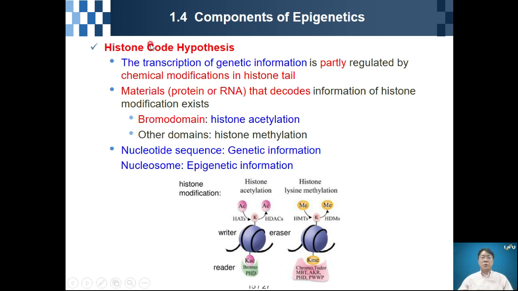So the histone code hypothesis, once again: the transcription of genetic information is partly regulated by chemical modification in the histone tail. Usually the bromodomain recognizes the histone acetylation and decodes the information. And there are also other domains. Some domains recognize methylation, and some recognize ubiquitination and other modifications. So the nucleotide sequence can be the genetic information, and the nucleosome can be the epigenetic information.